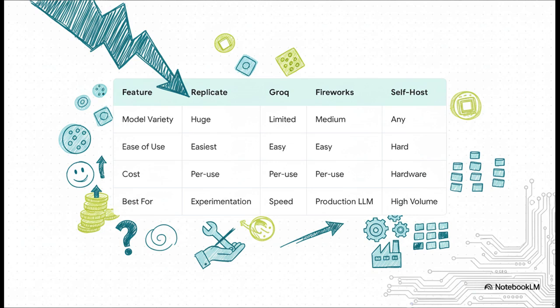And when you look at the whole landscape, you can see exactly where Replicate fits in. For just pure model variety, it's huge, it's unmatched. For ease of use, it's the clear winner, no question. But when you look at what each is best for, you start to see the trade-offs, right? Replicate just owns experimentation. Groq is all about raw speed. Fireworks is fantastic for production-ready large language models. And self-hosting, that's for when you hit that massive scale and you can justify the headache for the cost savings.